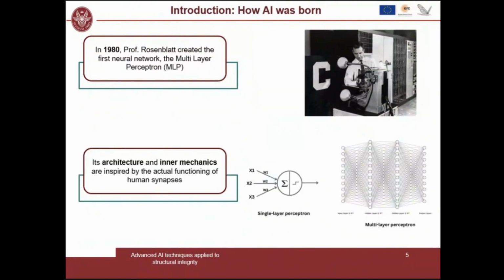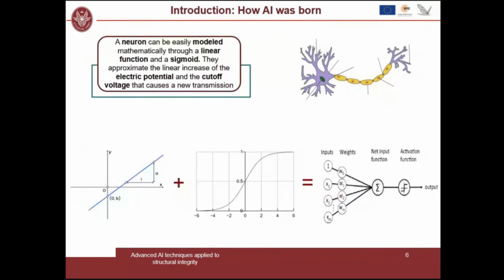So, as the previous speaker said, neural networks and artificial intelligence aren't really a new topic. They were born in the past, and one of the first applications of artificial intelligence and neural networks is the multi-layer perceptron. The multi-layer perceptron was a very, very simple network because it approximated somehow the inner structure of the human brain.